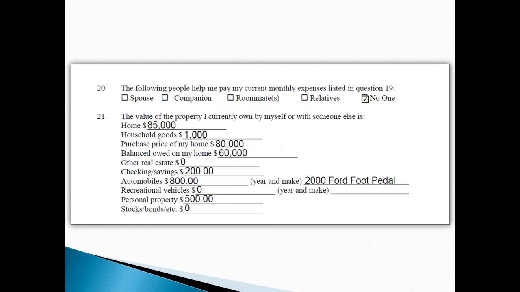On the next page for question 20, check the box for anyone who helps pay your expenses. If no one helps you pay your expenses, check the box that says no one. Question 21 asks about the value of any property that you may own. This includes any real estate, checking or savings accounts, vehicles, and household goods. Be sure to give a fair estimate of all of your property.